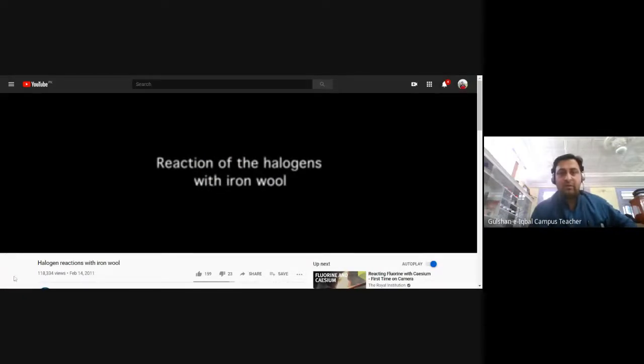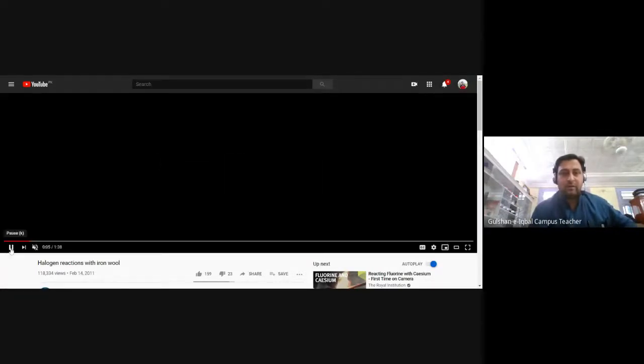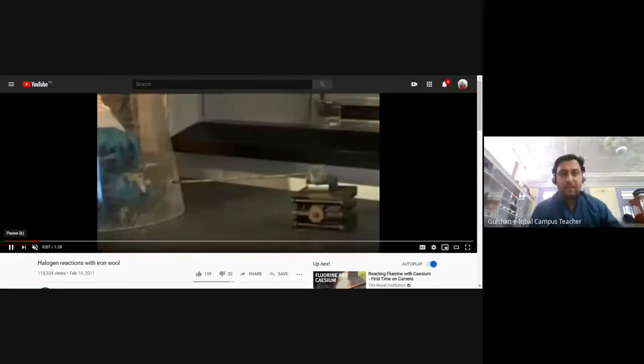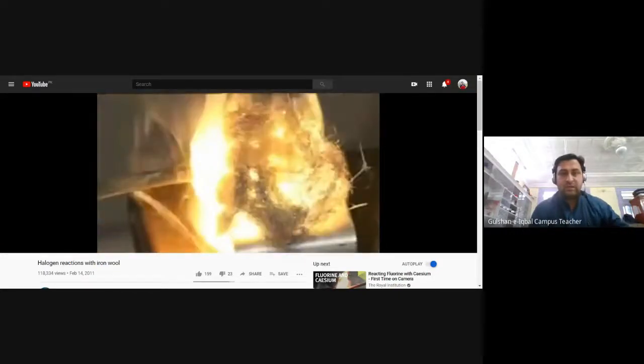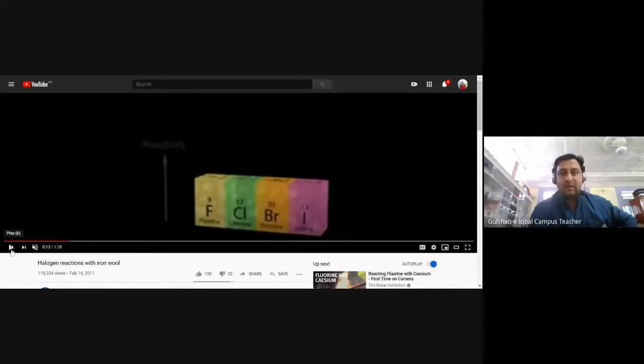Okay, reaction of halogen with iron. These are basically the reactions we are going to see. This is an iron loop, which we have introduced. These are fluorine, chlorine, bromine, and iodine. These are halogens.